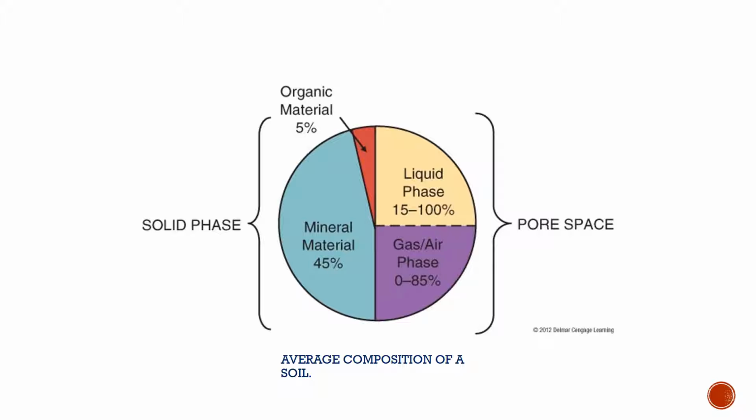The liquid phase, so different types of liquid that we'll need, obviously water, and then some other types, about 15 to 100%, depending on if we have any rain, if there's been no rain, so about 15 to 10%. We have a gas and air phase, anywhere from 0 to 85%. Mineral matter is about 45%, and we'll look at that more in depth this week in class.